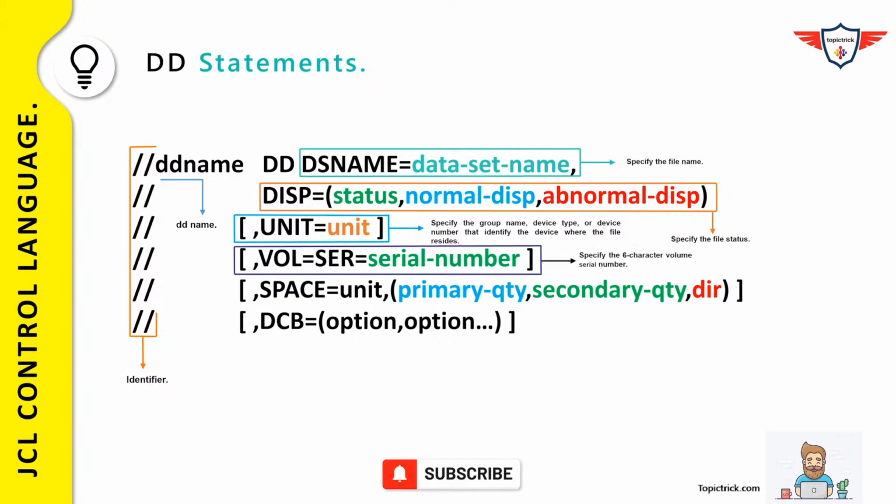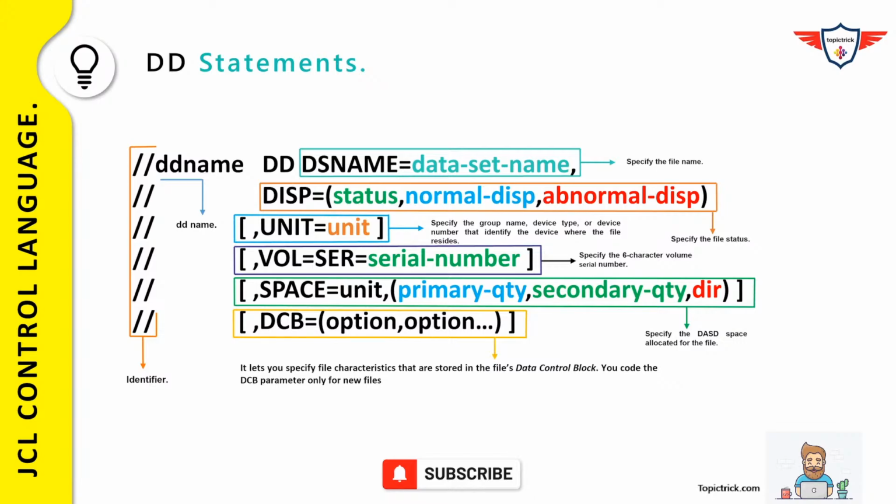The next parameter is VOLUME equals SER, and it is used to specify the 6-character volume serial number of the volume that contains the file. Again, it is not required in case your dataset is already cataloged. The next parameter is space, and it is used to specify the space to be allocated for the file. And finally, the last parameter is DCB, and it is used to specify the characteristics of the file. When I say characteristics, it means the record format, logical record length, and the block size.